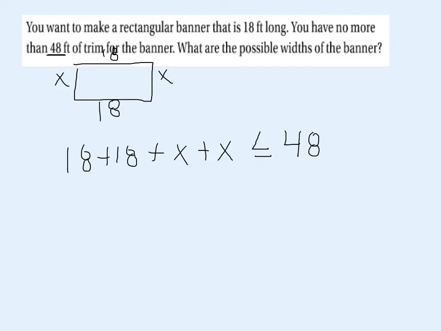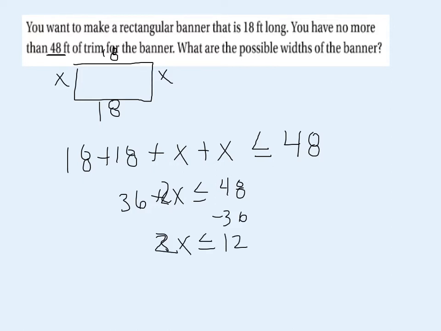So now I'm going to solve for x. So 18 plus 18 is going to give me 36 plus 2x is less than or equal to 48. So the first step I do is subtract 36. And then I'm going to have 2x is less than or equal to 12 and divide by 2. x can be less than or equal to 6. In order to make this banner, x has to be less than or equal to 6.